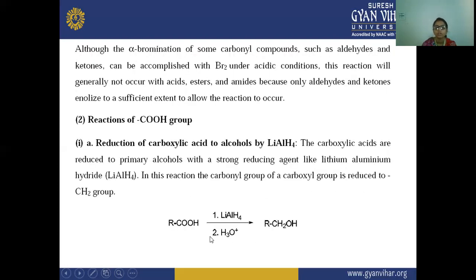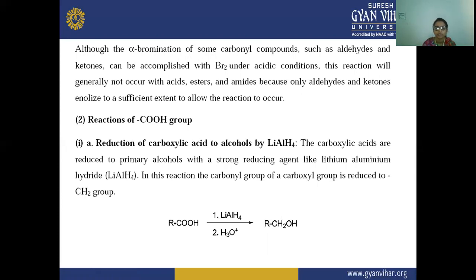Although the alpha bromination of some carbonyl compounds such as aldehyde and ketone can be accomplished with bromine under acidic condition, this reaction will not occur with acid, ester, or amide, because only aldehyde and ketone enolize to a sufficient extent to allow the reaction to occur.